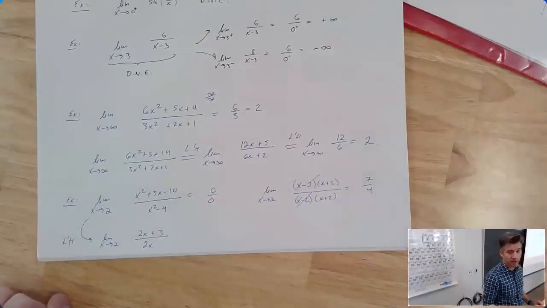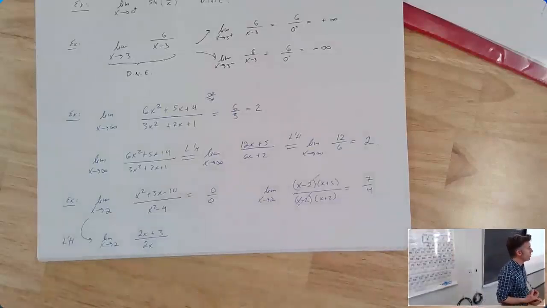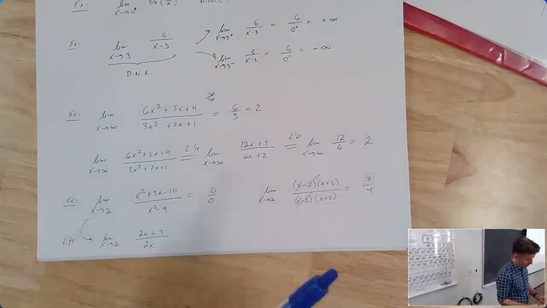And now here's where you need to be extra careful. People see this and sometimes think I should just do it again. But every time after you use L'Hopital's rule, the first thing you should do is try to plug in what x is approaching. So I plug in x equals 2, what do I get? 7 over 4.